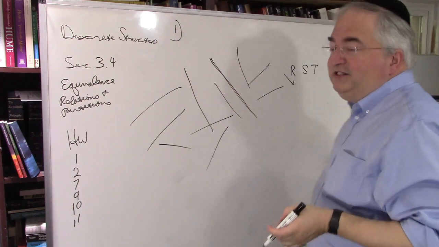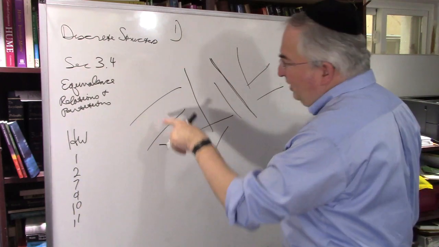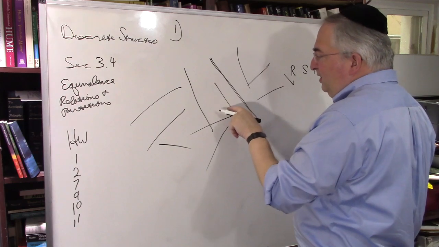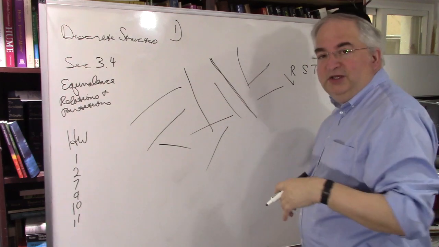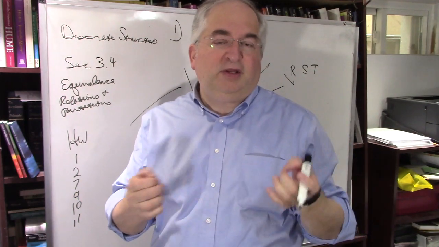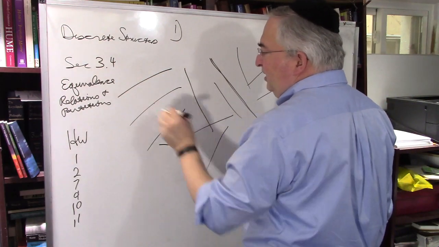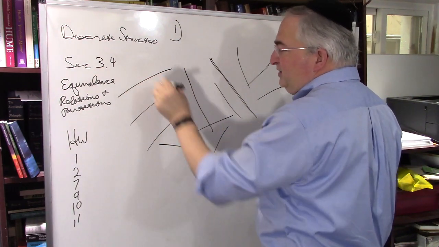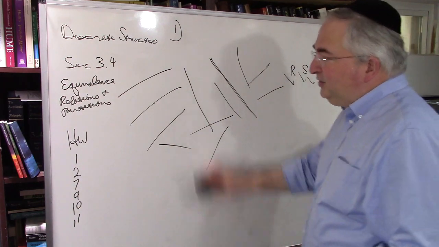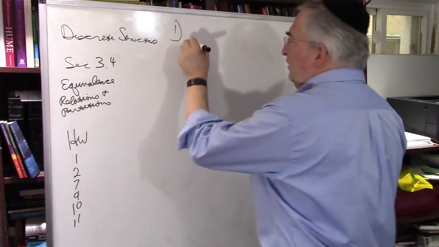Is it symmetric? And the answer is yes. If this line is parallel to this line, then this line is parallel to this line. So parallel is a symmetric relation: if one line is parallel to another, then the other is parallel to it. Transitive. If this line is parallel to this line, and this line is parallel to this line, does that mean that this line is parallel to this line? And the answer is yes. So it is an equivalence relation. That's very nice.